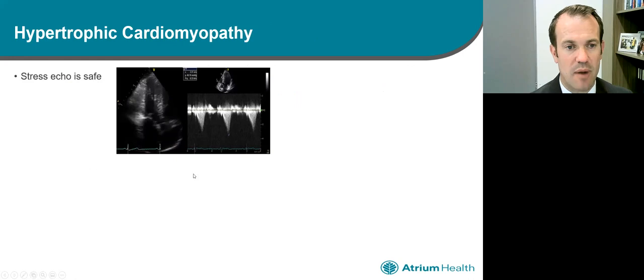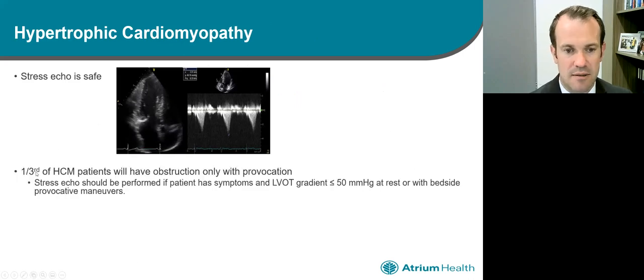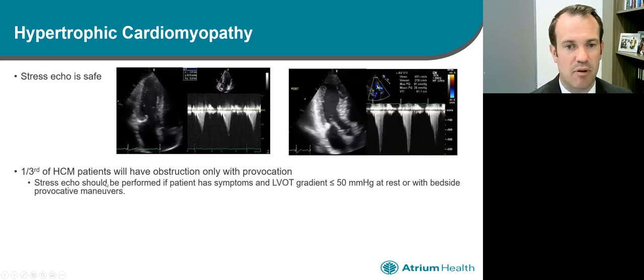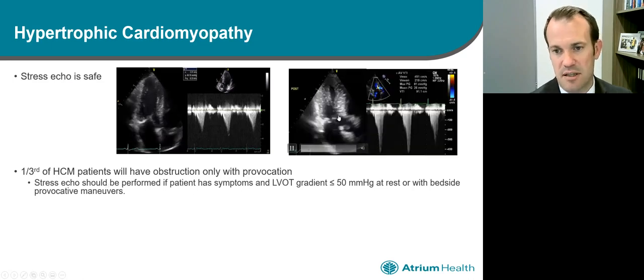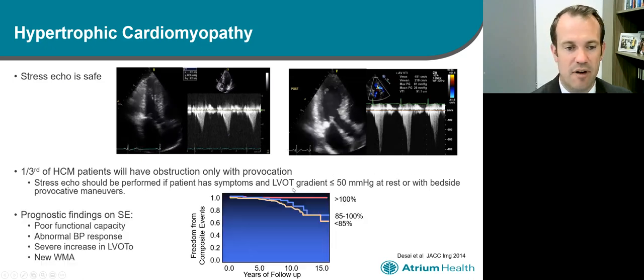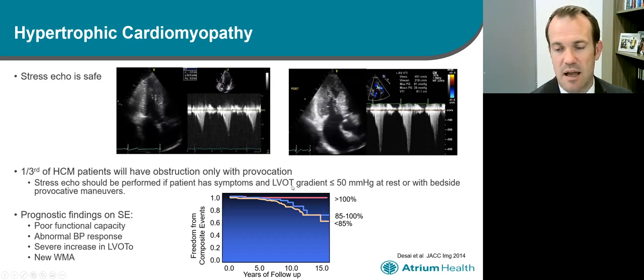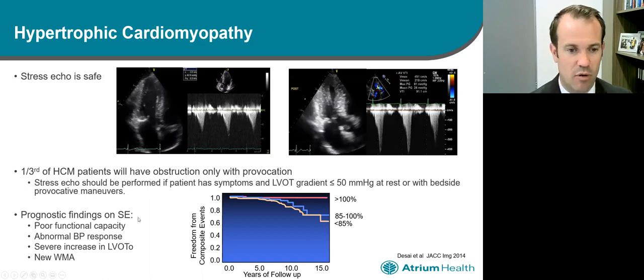Finally, for hypertrophic cardiomyopathy, it's important to emphasize that exercise echo is safe. This is a patient who has moderate SAM at rest, but we must remember that a third of patients will obstruct only with provocation. And so we should do stress echo on those patients who have symptoms with an LVOT gradient of less than 50 at rest, or with bedside provocative maneuvers. And we can often see this where they develop severe systolic anterior motion of the mitral valve and very high gradients. And this will dictate whether a patient goes for surgery or how we will manage them going forward.